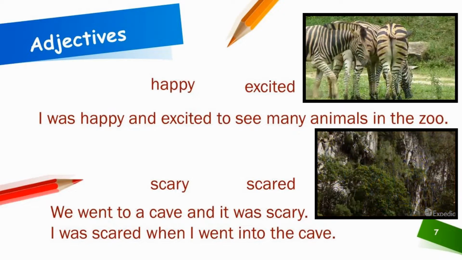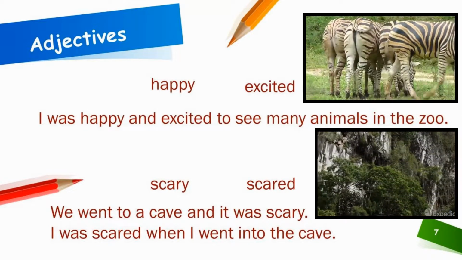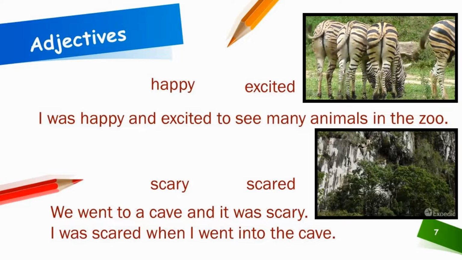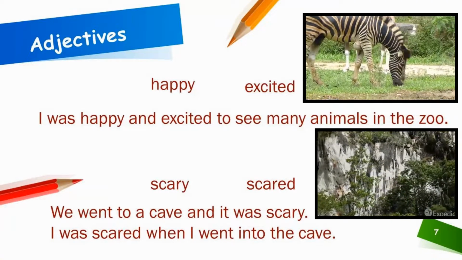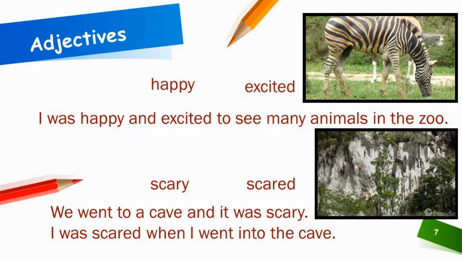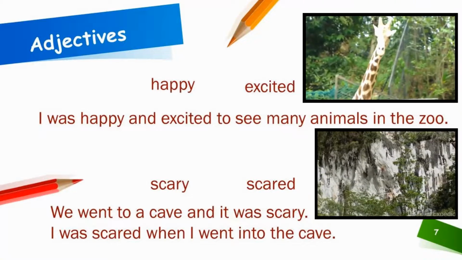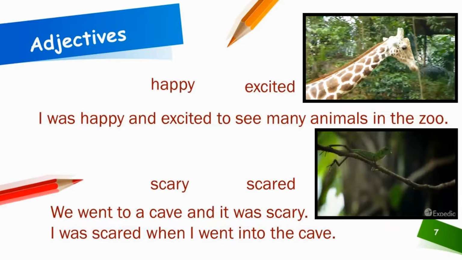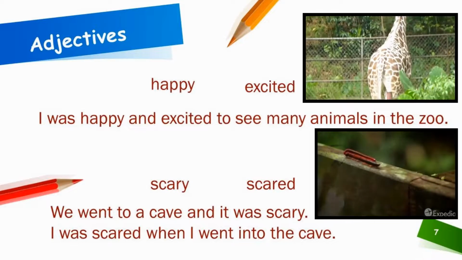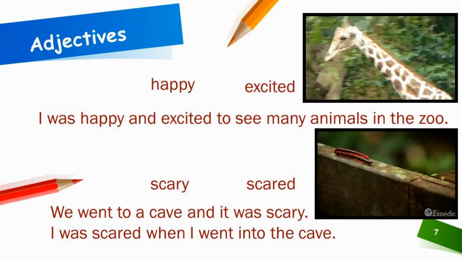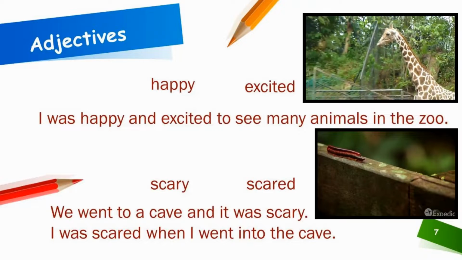Let's say you went to the national park and visited a cave. It was dark and spooky inside, and suddenly a few bats flew over your head. You were afraid. You might say, we went to a cave and it was scary. Or, I was scared when I went into the cave. Both scary and scared are adjectives. Using adjectives in your email will make it more interesting, so remember to use them.